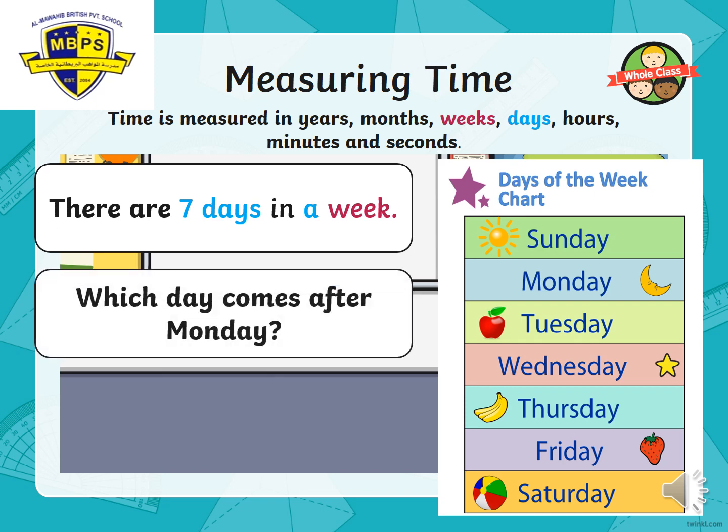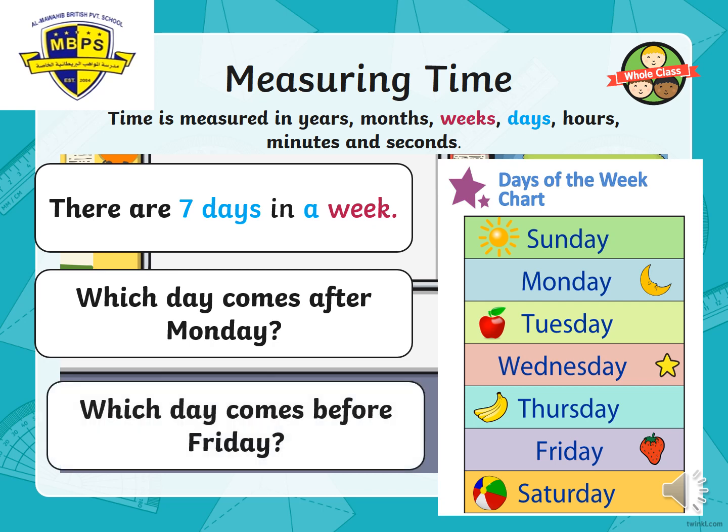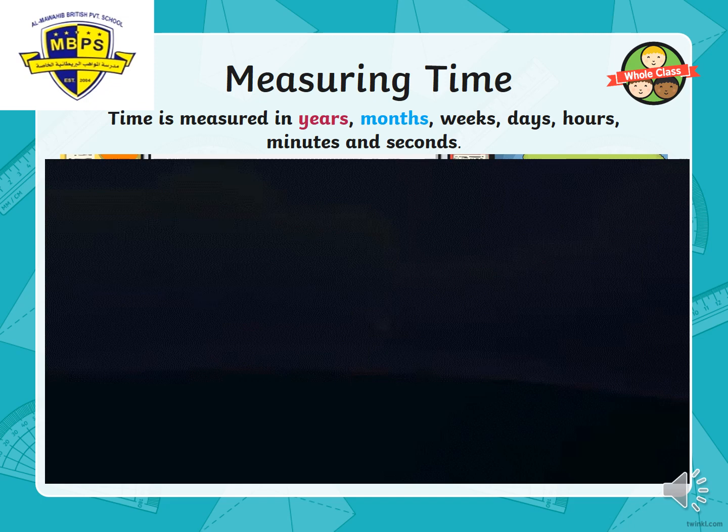Now, could you tell me which day comes after Monday? Which day is after Monday? I can hear you. Well done, Tuesday. And which day comes before Friday? Look at the chart and you will know which day comes before. Go back. Before Friday. Excellent. It's Thursday. The last two units of measuring time are years and months.